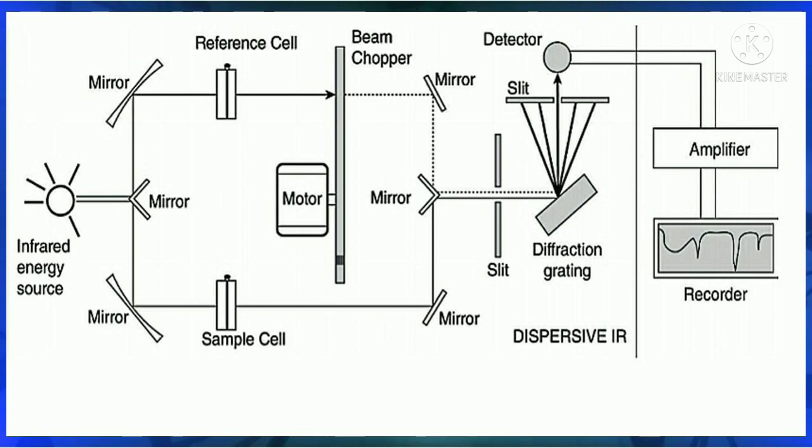Now, coming to sampling, you can see here that a reference cell is there and then a sample cell is there. As the name suggests, in the sample cell a sample will be there, but in the reference cell a sample will not be there. While selecting something for the reference cell, we must keep one thing in mind, that we should not put anything in a reference cell which will itself absorb IR radiation. Okay, so generally KBr is used in a reference cell. Why? It transmits all the IR radiation.